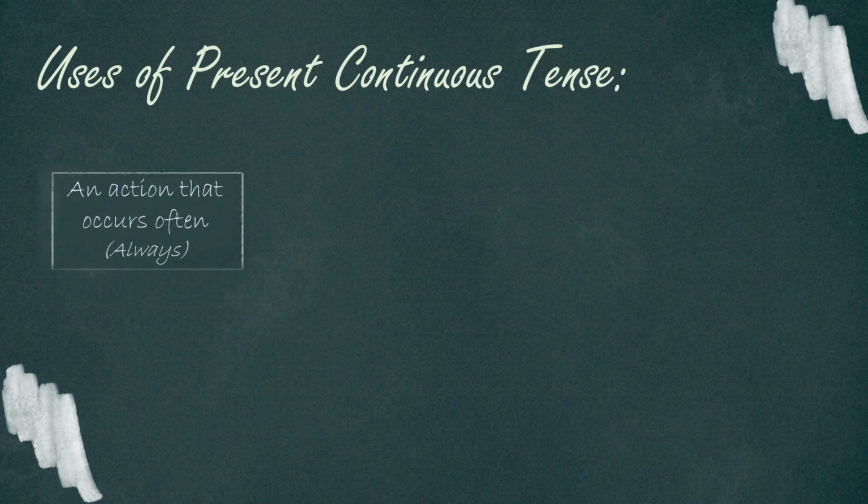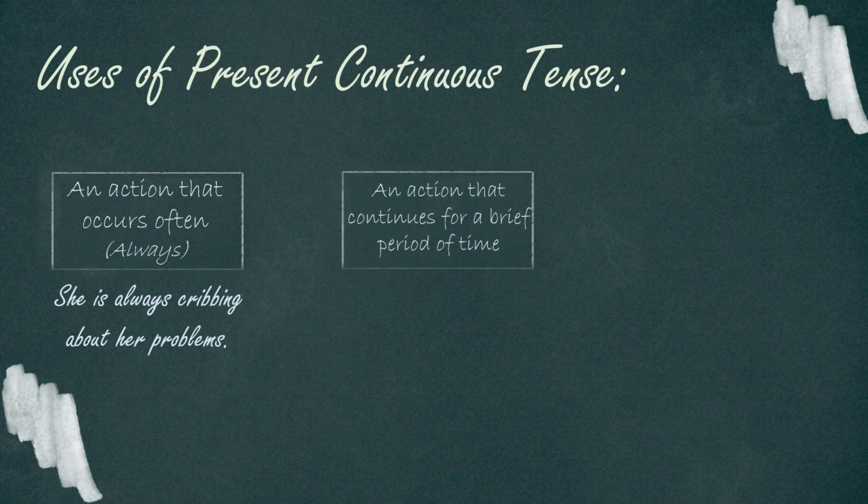The uses of present continuous tense: an action that occurs often. We use it for an action that occurs often, that is, that happens always. She is always cribbing about her problems. Cribbing, the ing there, an action that occurs often.